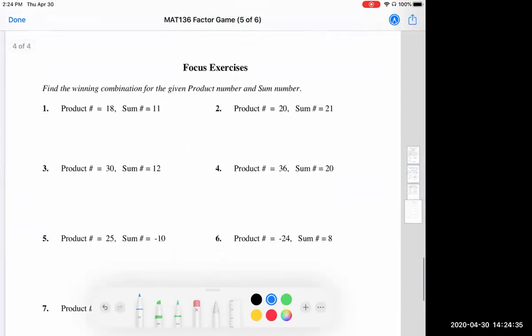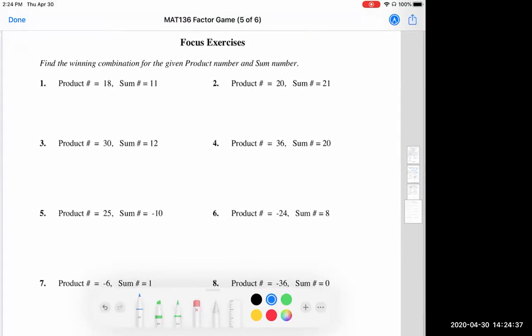All right, now we have some focus exercises. Let's do 1 and 5. I want to think of two numbers. When I multiply them, I get 18, but when I add them, I get 11.